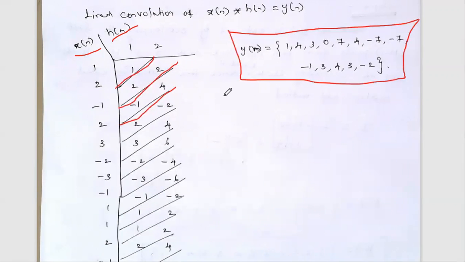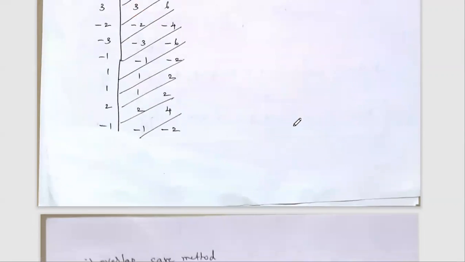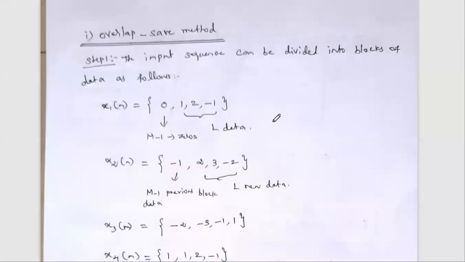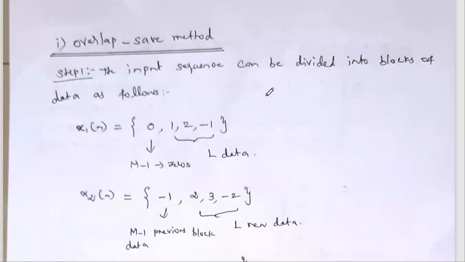The same output we have to obtain using the overlap save method and overlap add method. First we are going to solve this problem with the overlap save method. You already know the procedure: there are 4 steps in the overlap save method, and we follow 4 steps in the overlap add method also. What is the first step? The input sequence is divided into blocks of data. This is the first step.